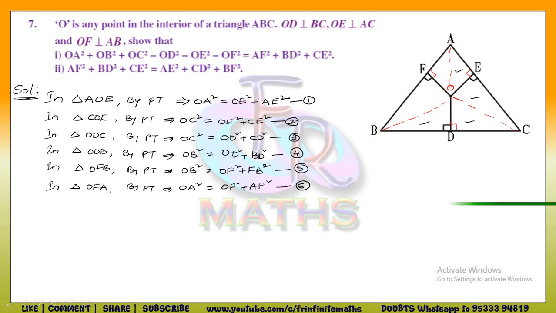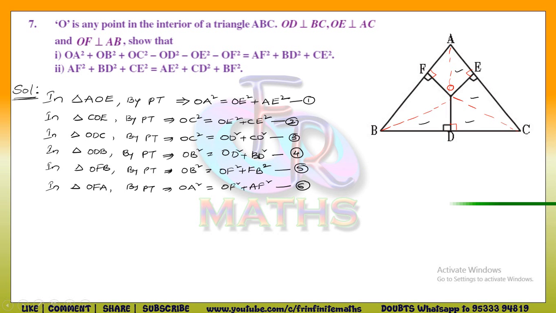We got 6 equations. Now we need to arrange them properly, so that I am going to have OA square plus OB square plus OC square minus OD square minus OE square minus OF square is equal to AF square plus BD square plus CE square. Now let us see where we are having AF square.